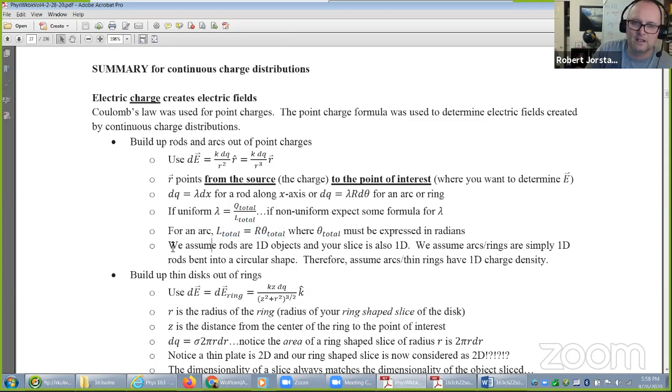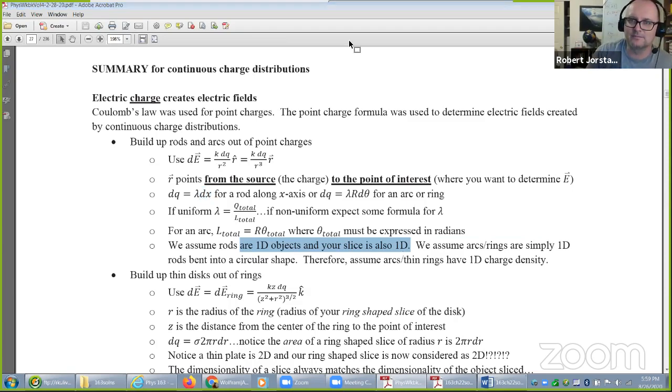If not, oh well. And then again, we assume our rods are 1D objects, so your slice also has to be a 1D object. Look at this. dQ is the slice of charge. Okay, it's one-dimensional. It has units of meters slice. Why? Because it's a 1D object, 1D slice. A rod is a 1D object, right?